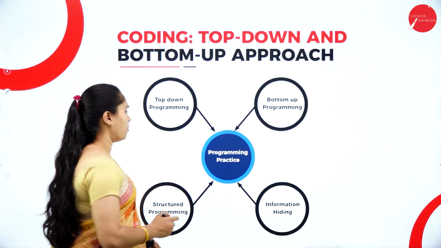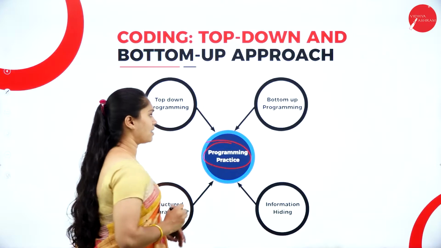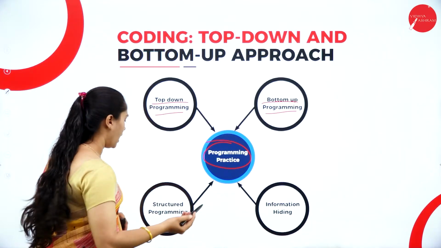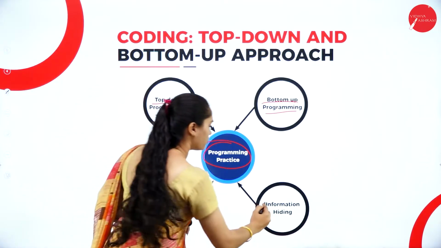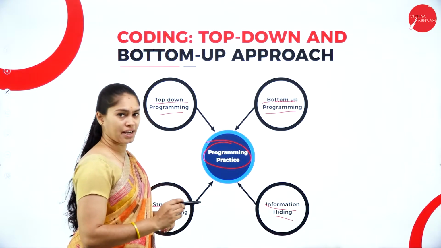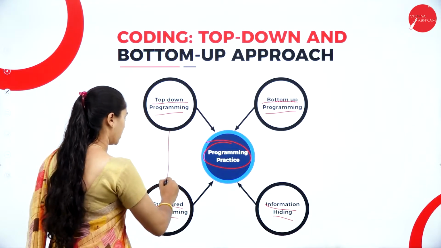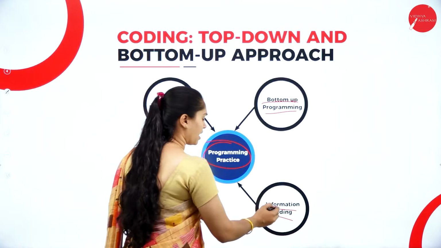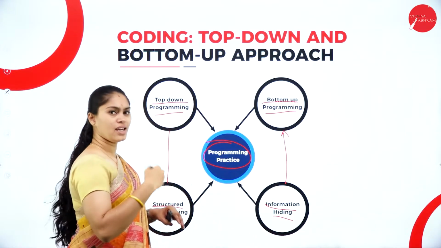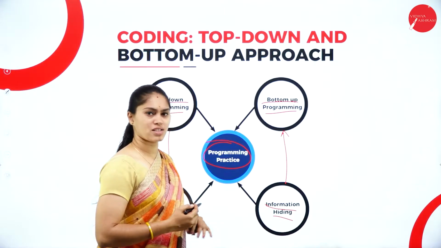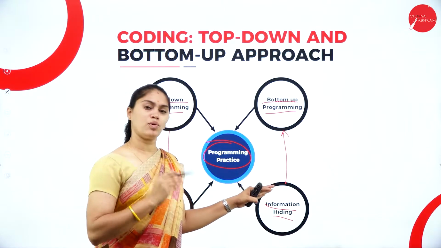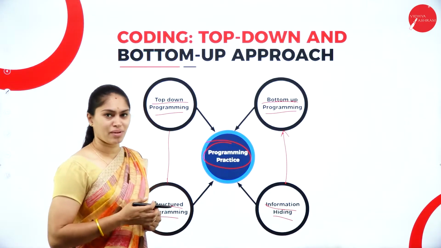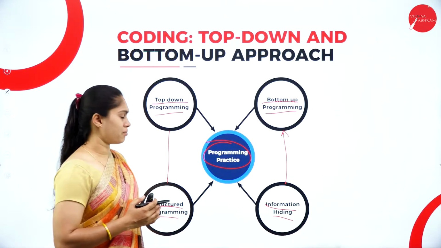Mainly, in order to have a programming practice, it can be top-down programming, bottom-up programming, structured programming, and even information hiding. This top-down programming is related to structured programming. Structured programming follows the top-down approach, and also we have information hiding, which will be in terms of bottom-up programming. So these are the different programming practices that we have in order to write a program to make the computer work as per the requirements of a user.